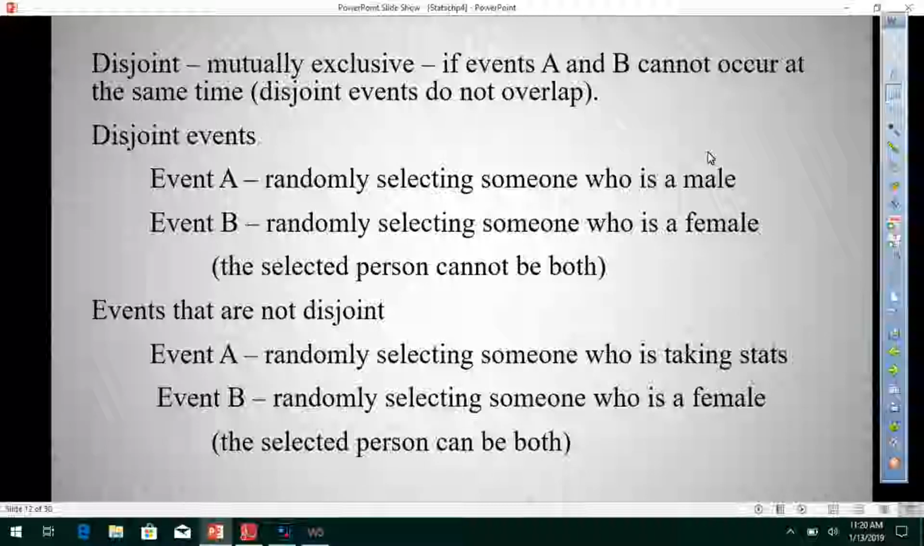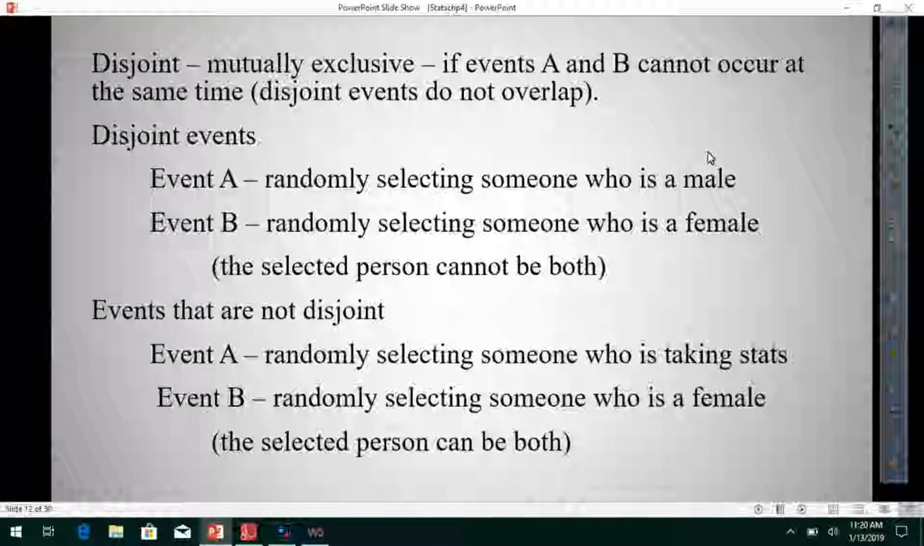Disjoint, or mutually exclusive. If events A and B cannot occur at the same time, disjoint events do not overlap. Let me give you an explanation. Disjoint events: event A, randomly selecting someone who is male. Event B, randomly selecting someone who is female. The selected person cannot be both.